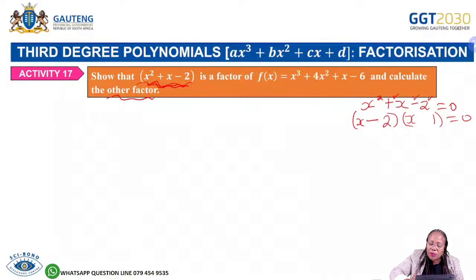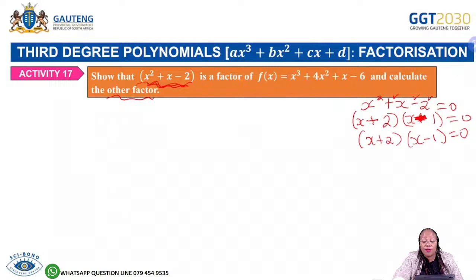The middle term is positive, we need a plus 1, therefore 2 will be positive, and then the other term here will be negative. So we basically have x plus 2 and x minus 1 as the correct factors for this trinomial. So now it means for this f of x, we already have 2 factors. That is why the question says find the other factor, because it's x to the power 3, you must have 3 factors. Okay, happy?